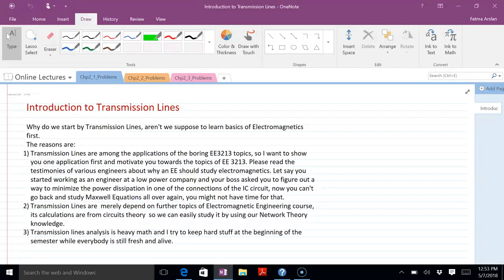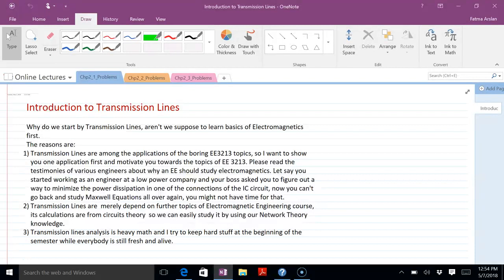Those topics can be used to explain the theory behind transmission line, but for the analysis of transmission line, we don't really need those. So I'd like you to see the application first and not think, all the time while learning the electromagnetic topics, that these are really unused things. Second of all, I choose transmission lines because, like I said, the analysis of transmission line doesn't really depend on the electromagnetic engineering course topics, so we'll just use our circuit theory.